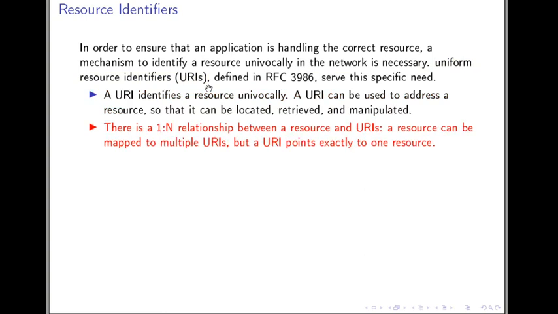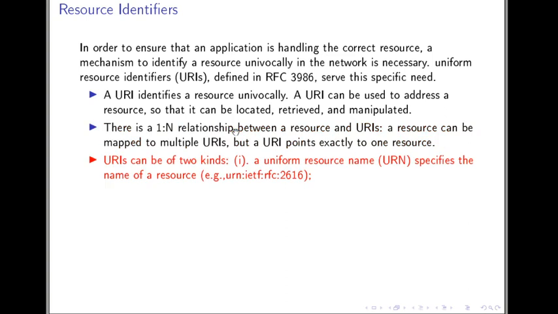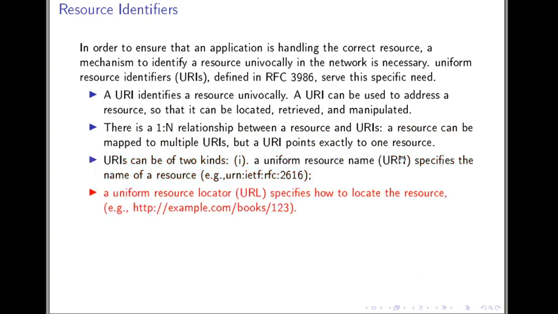There is a one-to-n relationship between resource and URI. This means a resource can be mapped to multiple URIs, but a URI points to exactly one resource. This is very important: a resource can have multiple URIs, but every URI is mapped to only one resource. URI can be of two kinds: a uniform resource name, URN, the name of the resource, and then URL, uniform resource locator.